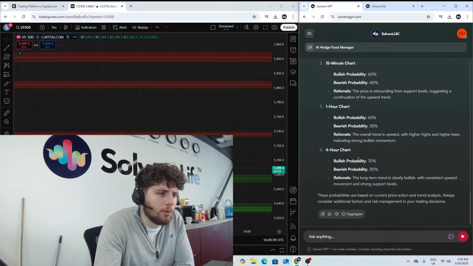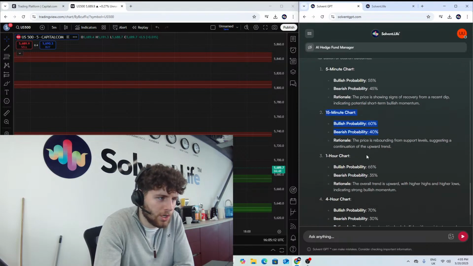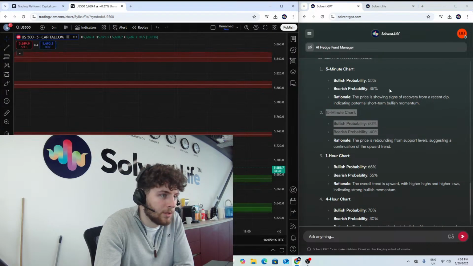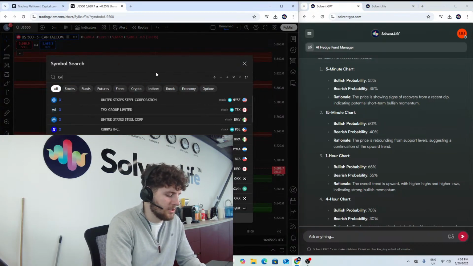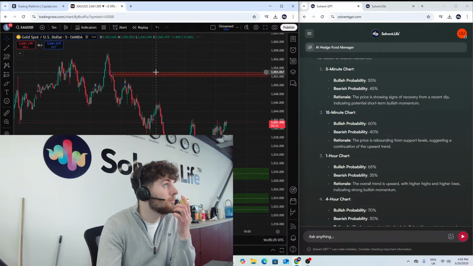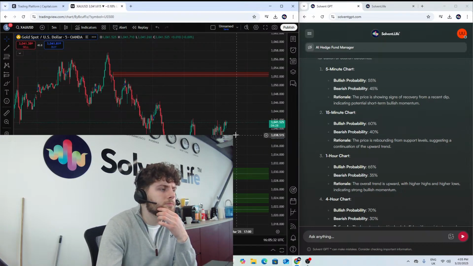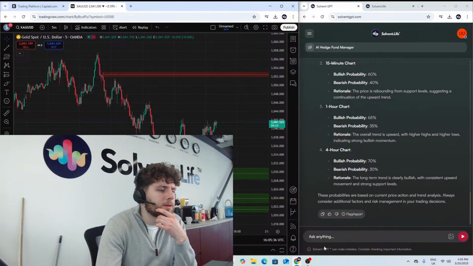Okay, so on the 4 hour, we have a 70% bullish probability. Now this is what we're looking for here. In fact, all of the charts are slightly pointing towards bullish activity. The higher the time frame, the more it points to bullish. Let's have a look. XAU/USD. And we can potentially look at an entry point here.